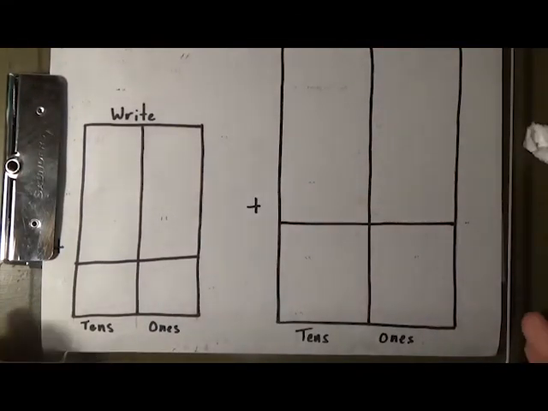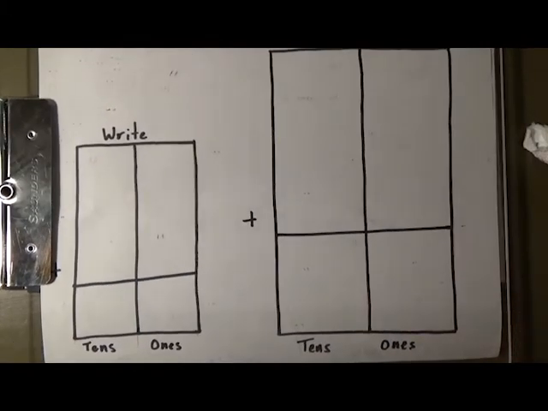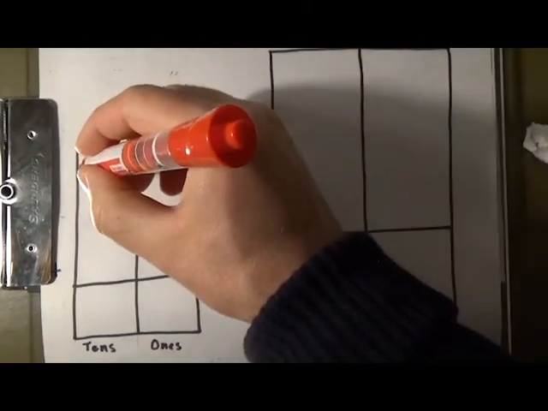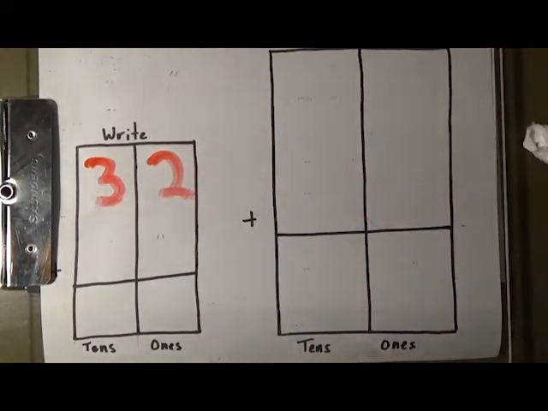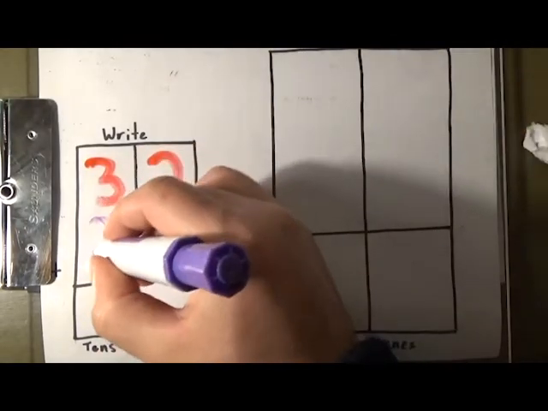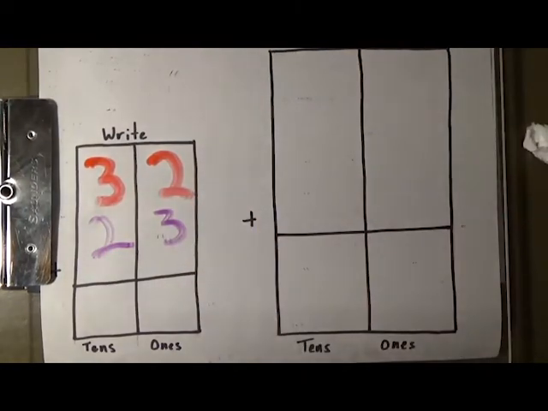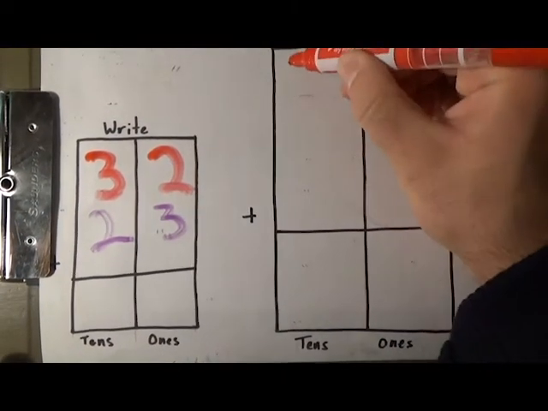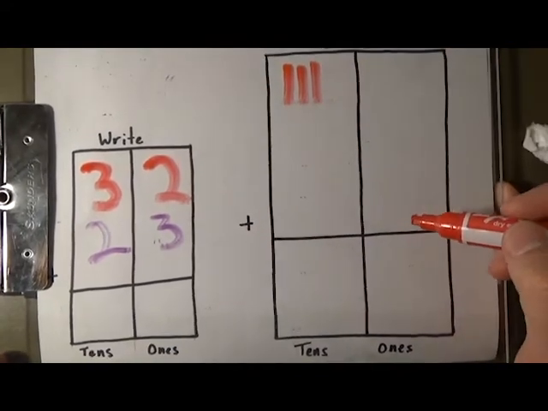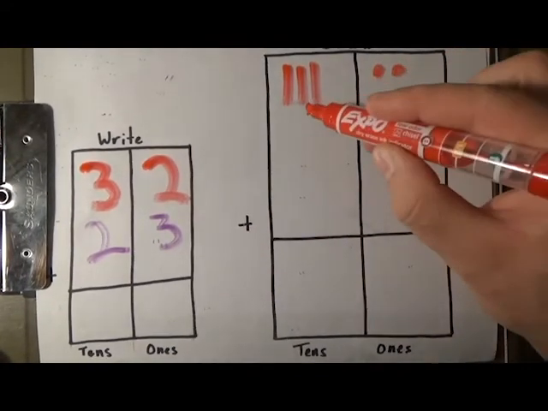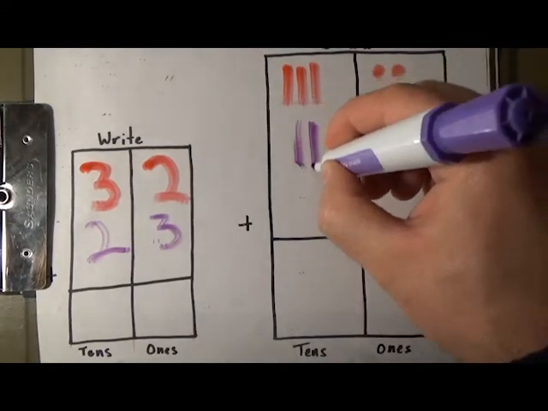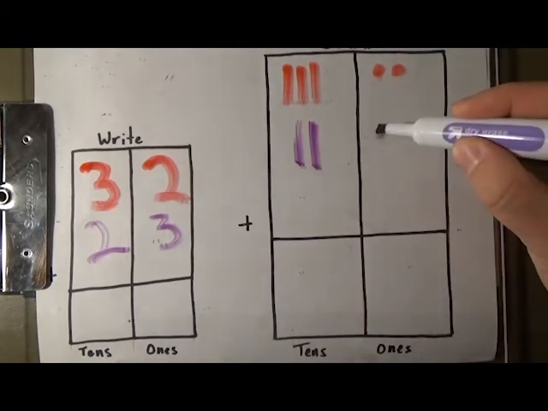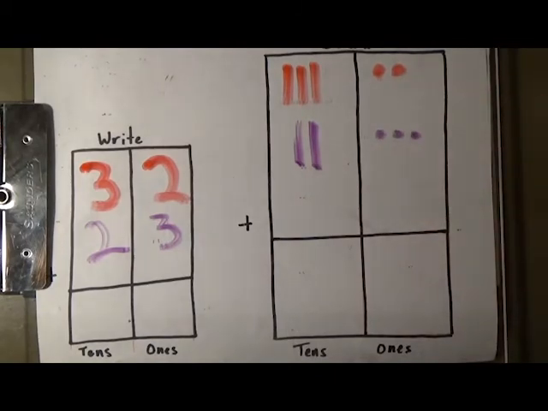Next we have 32. So there's 3 tens, 2 ones, plus 23. Okay? So in the first number we have 3 tens, 10, 20, 30. And then we have 2 ones, 1, 2, so 32. And then we have 23, which is 2 tens and 1, 2, 3 ones.